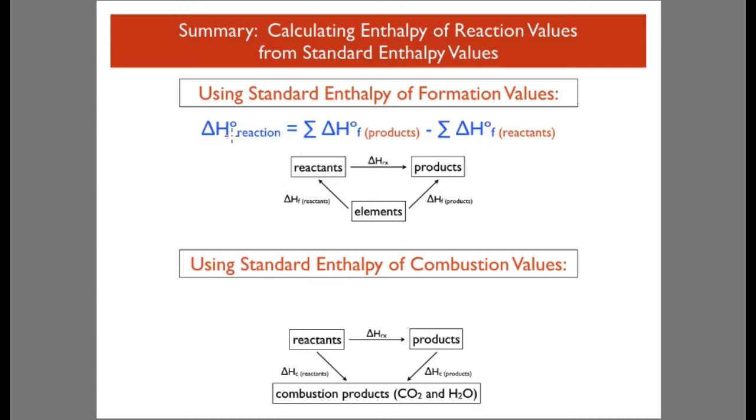The equation we use for formation values is the standard enthalpy change of reaction equals the sum of the standard enthalpy change of formation of products minus standard enthalpy change of formation of reactants. Conversely, the standard enthalpy change of reaction when using combustion values is the sum of the standard enthalpy change of combustion of the reactants minus the sum of the standard enthalpy change of combustion of the products. Okay, so in formation values, you're taking away the reactants. In combustion values, you're taking away the products. Splendid.